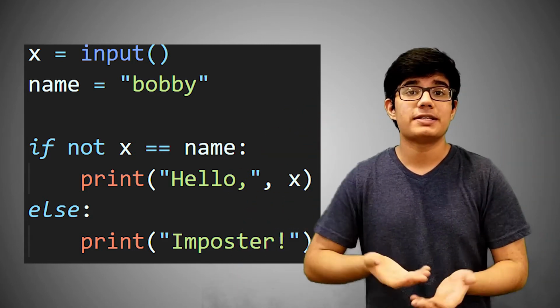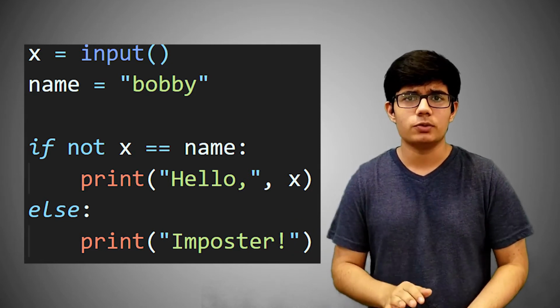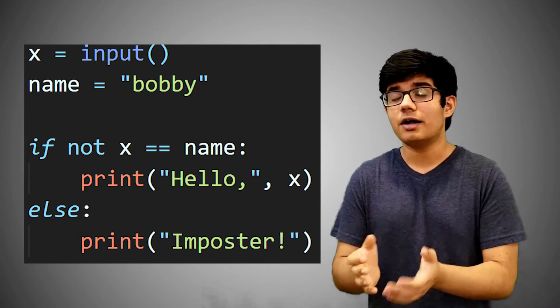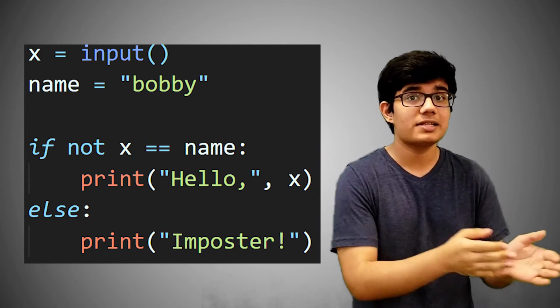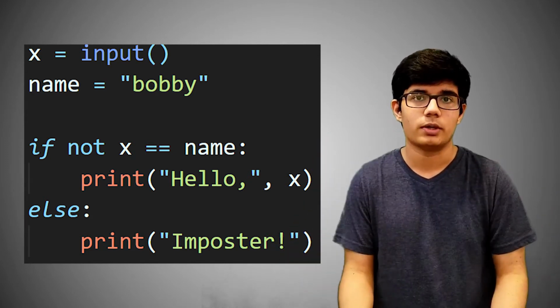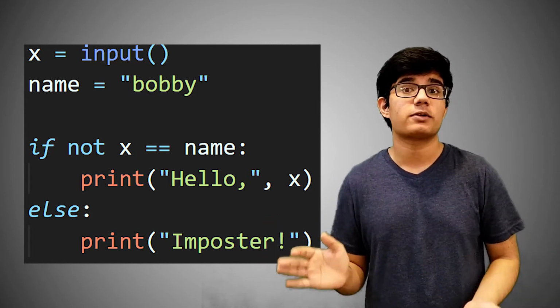But if we input a different name, let's say Catherine, then that would be false, because Catherine is not equal to Bobby. But remember that the not statement flips that to a true, which means that that would work, and so would literally anything else except for the name Bobby.